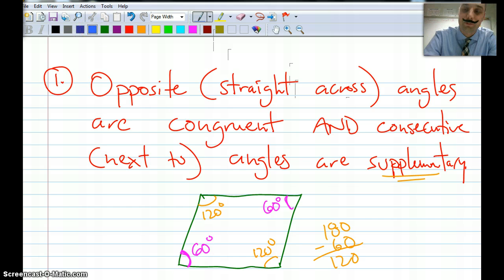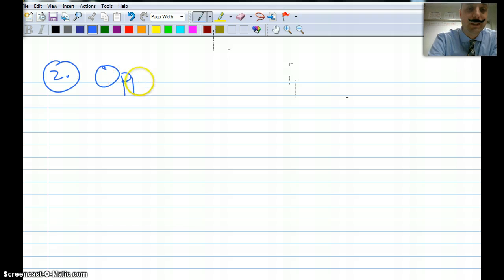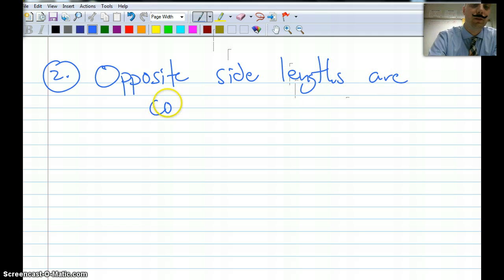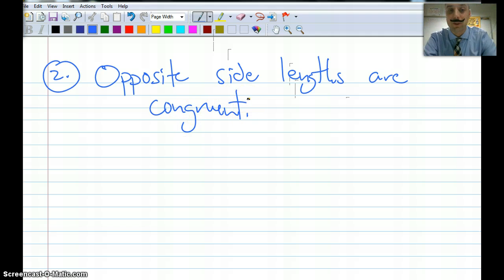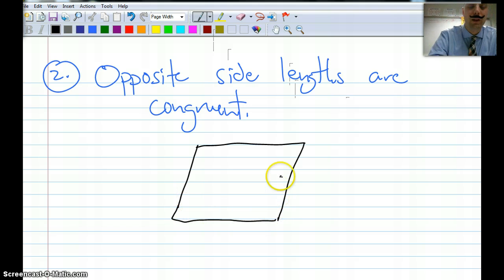Important point number 2 has to do with the sides, and it's this. Opposite side lengths are congruent. This is an easy one. Draw a picture of a parallelogram right below this. Ignoring the angles on this one, we're just talking about sides.